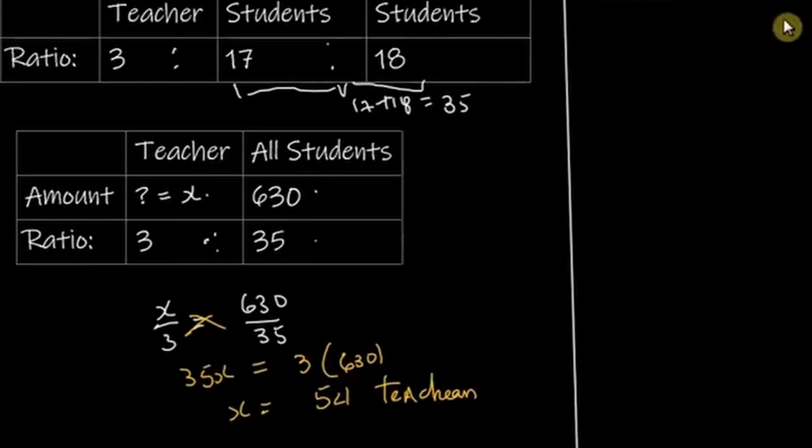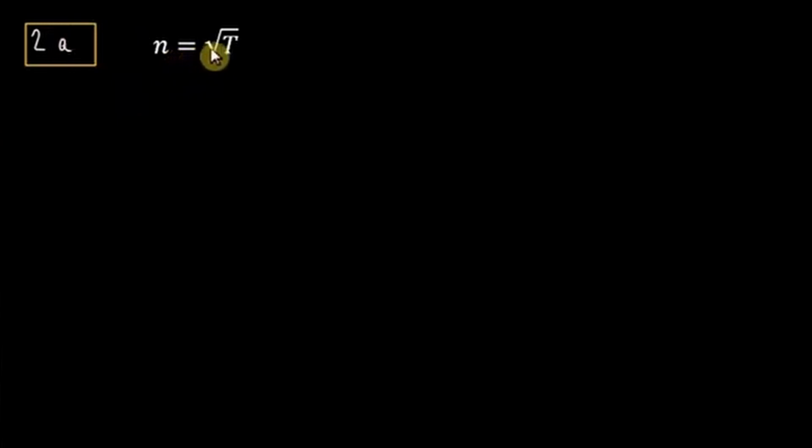Moving on to question number 2, we're given that n is equal to the square root of t. So if t is equal to 49, what is n?